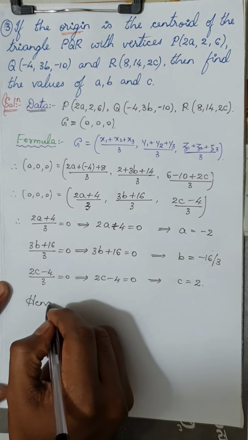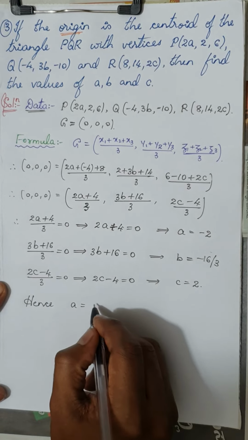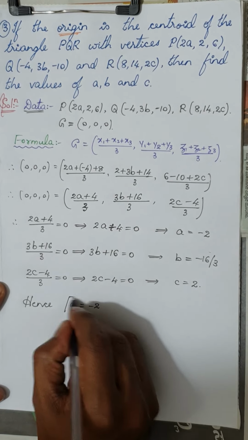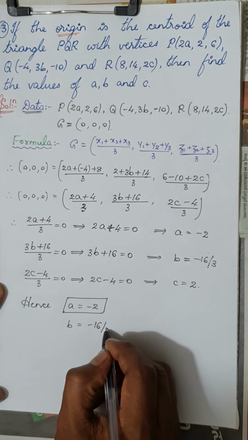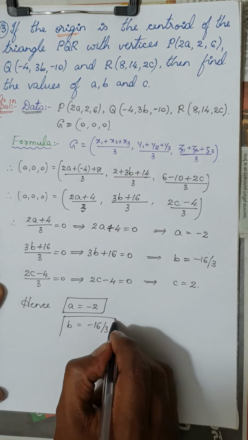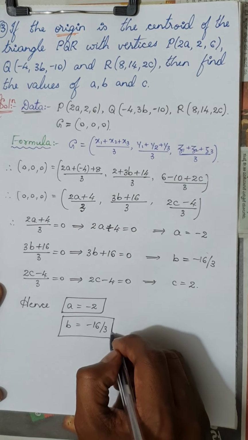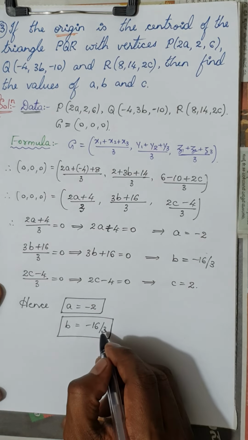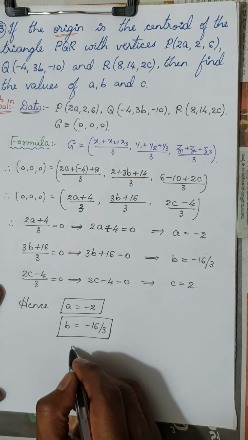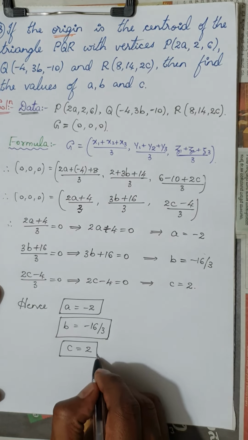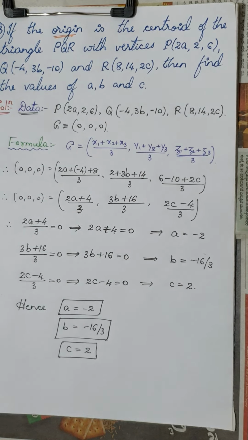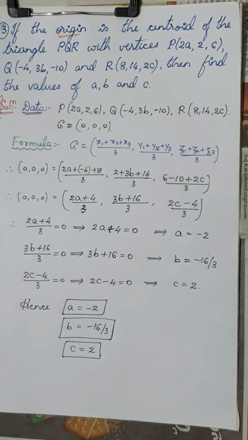Hence, the required results are: the value of a is minus 2, right? Next, the b value is minus 16 divided by 3. Try not to write it in decimal. If it does not divide evenly, otherwise keep it in a fraction. And finally the c value is plus 2. Usually such kinds of questions are more likely to be asked in CET than in PUC.